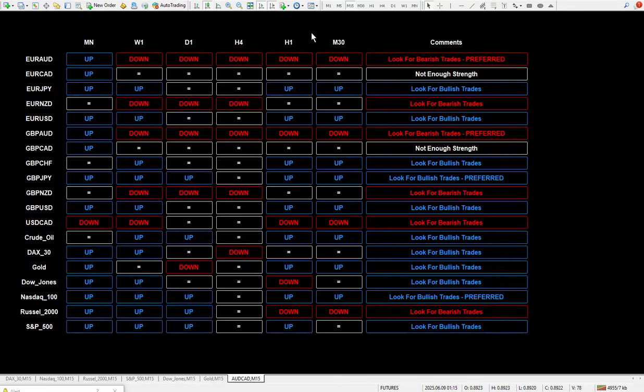This daily trade plan analyzes the charts from the monthly right down to the 30 minutes. And it does a bunch of calculations, and within the comments here, it'll either say look for bullish trades, bearish trades, some would be preferred. Sometimes it would be running flat or not enough strength. But it's very important that you have some kind of a daily trade plan.